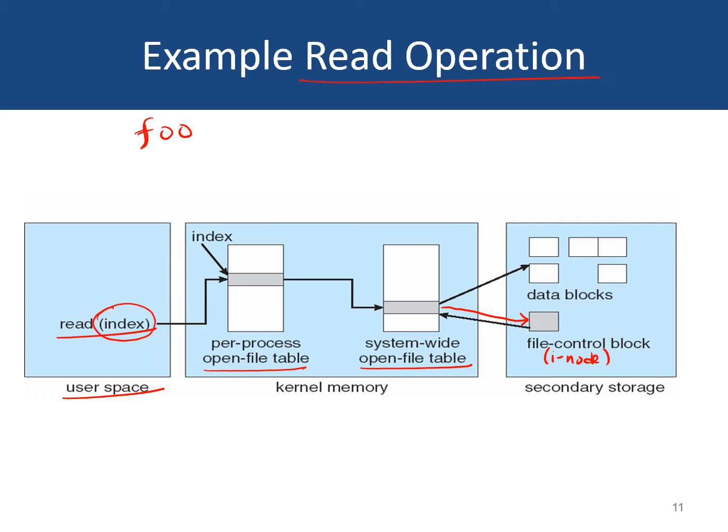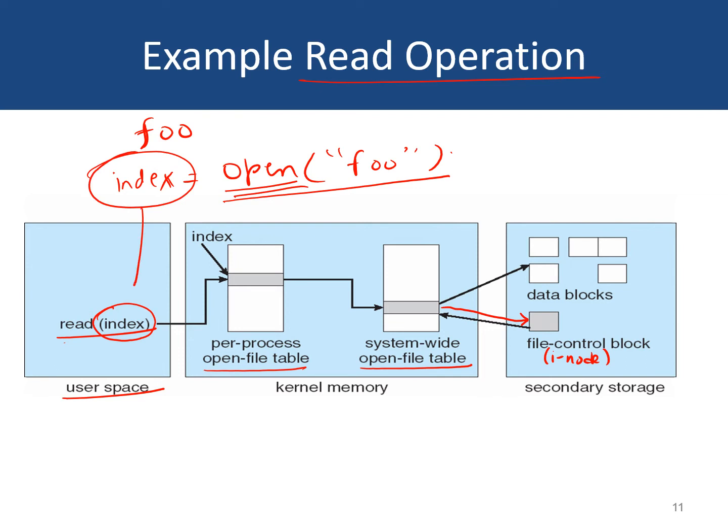Now what is this index? Recall, before actually reading the file, we need to open the file foo using this open system call. Now this open call returns a pointer or an index to the appropriate entry in the per process file table. Okay, so this is that index which we are using here with the read system call. So using this index, we will look up the entry for file foo in the per process open file table. Recall, this entry for file foo in the per process open file table will contain a pointer to the corresponding entry for file foo in the system wide open file table.